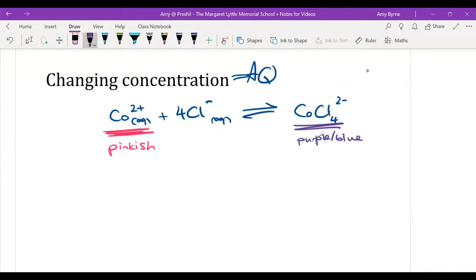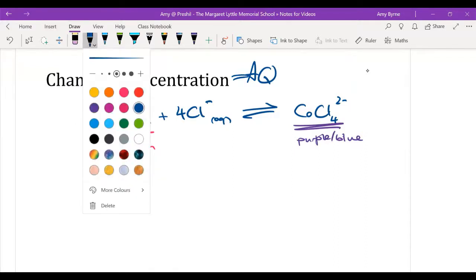This equilibrium is often used in water detecting strips, because if you dry it out and you turn it into that purpley blue form on a piece of paper, you can then put it into a mixture to see if you've got the water out. Because if there's water, it'll go to this pinkish color.